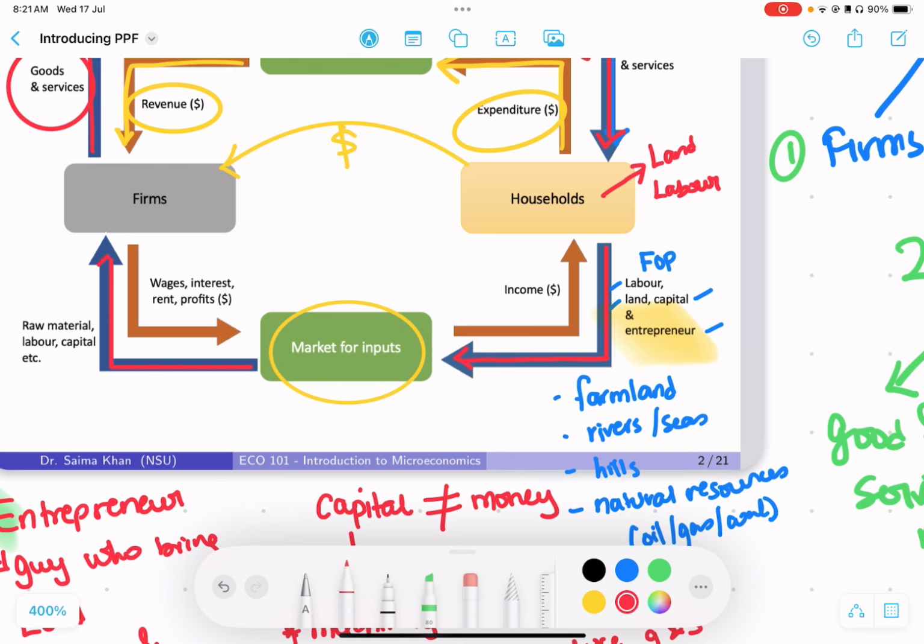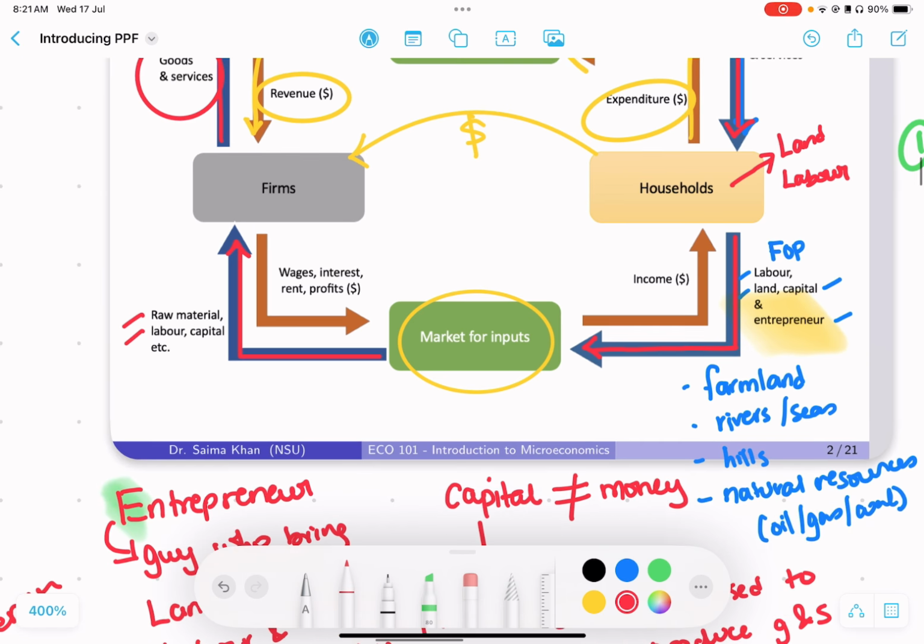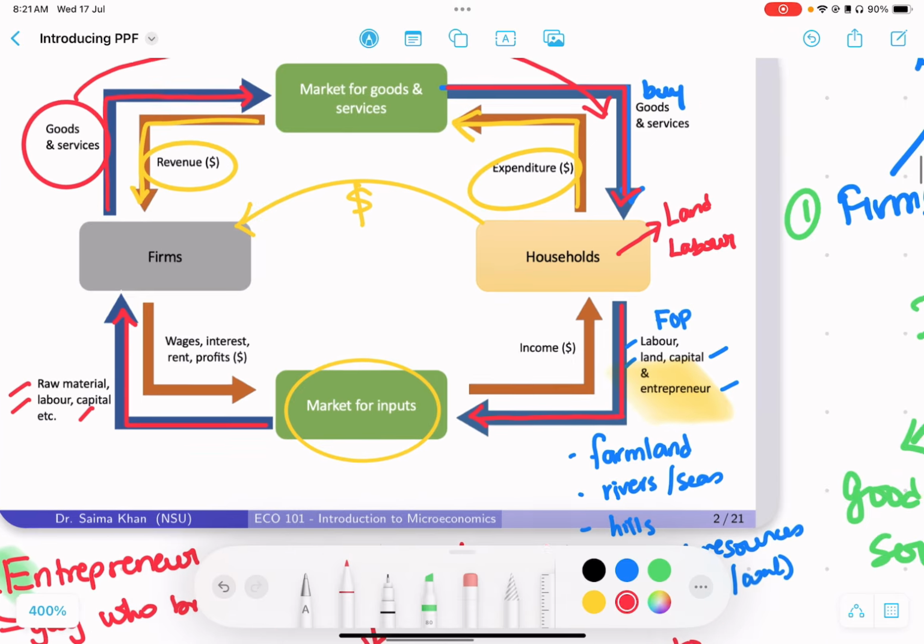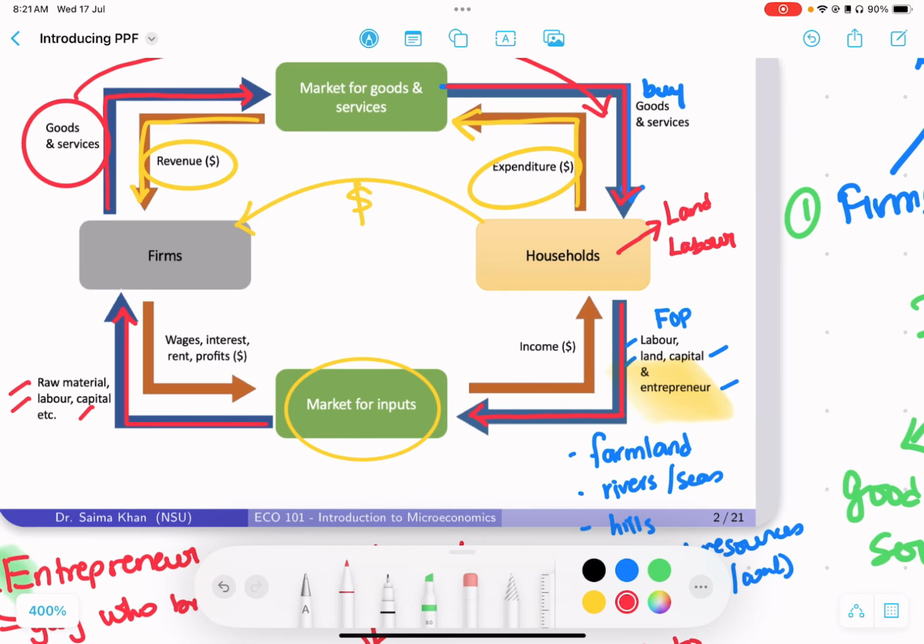Now, in the market for inputs, what the firm does is it actually uses the factors of production to produce the goods and services. So it uses the factors of production as raw material, labor, capital, etc. It just uses all of that to produce goods and services. But of course, the firms cannot take this from the households for free, right?